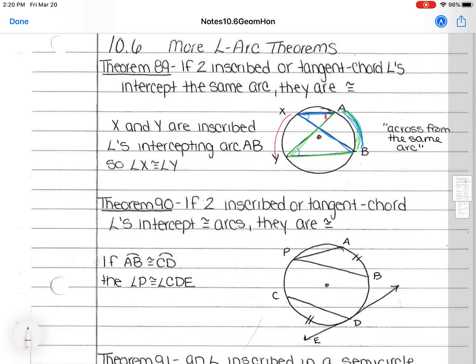So if they both intercept the same arc, you can therefore say that those two angles are congruent. The same goes on the other side. Angle A, if you follow that out, is made up of arc XY, and angle B, if you follow those sides out, is also made up of XY. So angle A and angle B would be congruent to each other.